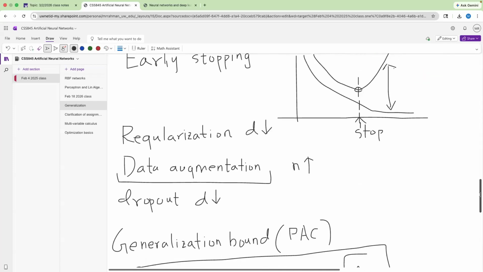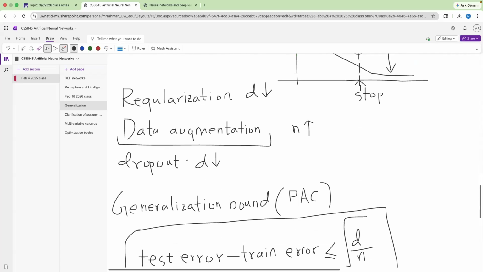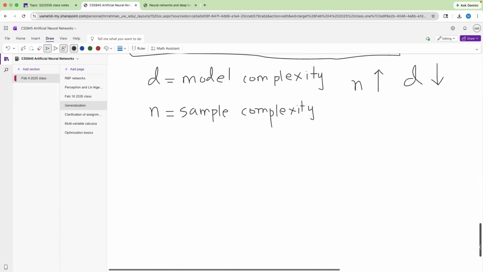Okay, so this is the technique of regularization, and we'll see that dropout is another technique which is also related to complexity reduction. And those are the things that we're going to discuss now. Okay, so the most common way of regularization is called L2 regularization.